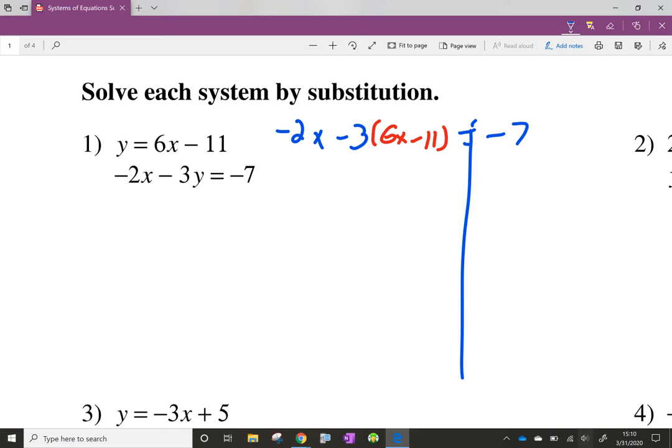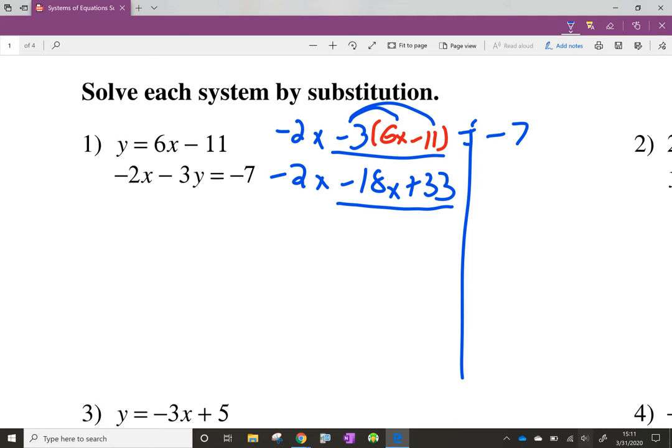So the first thing we're going to do is distribute this negative 3 to 6x minus 11. Because before it was negative 3 times y, and we still have to multiply that negative 3 to this expression. So I'll bring this negative 2x down. We don't have to do anything with that first. But when I multiply negative 3 times 6x, that would be negative 18x. And negative 3 times negative 11 becomes a positive 33. So all I'm doing is simply taking that expression and distributing it into that. So I'll have equals negative 7.